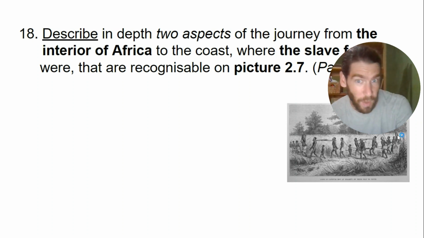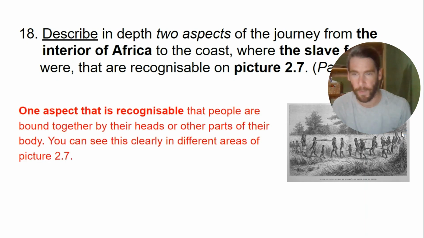There are more aspects to be found, probably, but the two that I found: one aspect that is recognizable in the picture below is that the people are bound together by their heads or other parts of their body, and you can see this clearly in different areas of picture 2.7. So this is a description in depth of the things you can recognize on picture 2.7 that I put below.